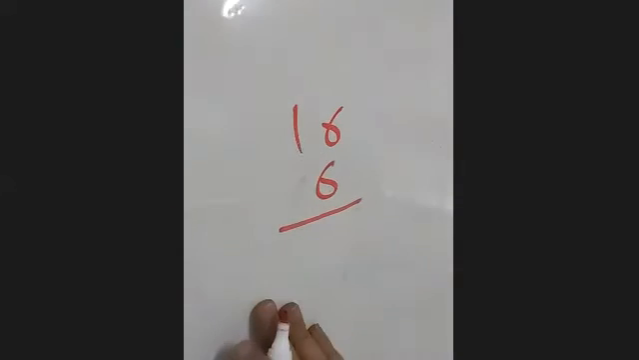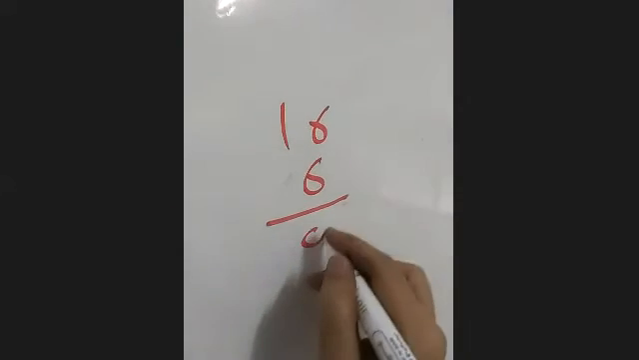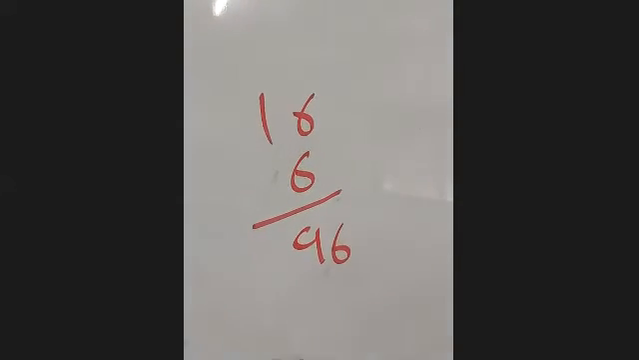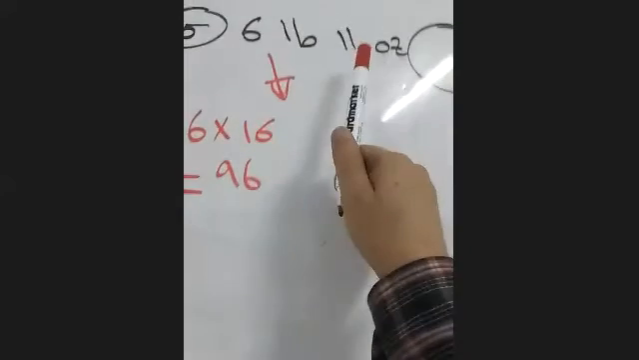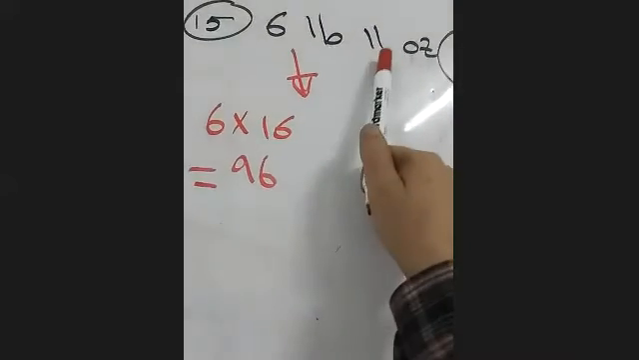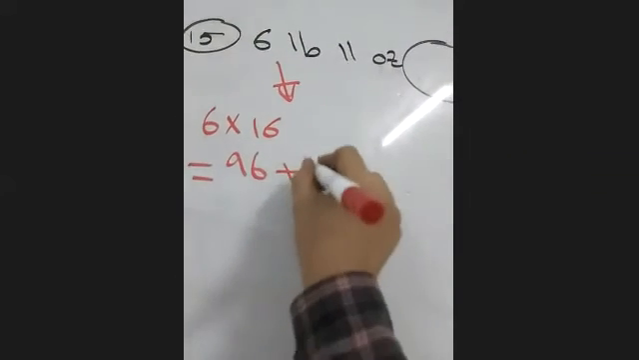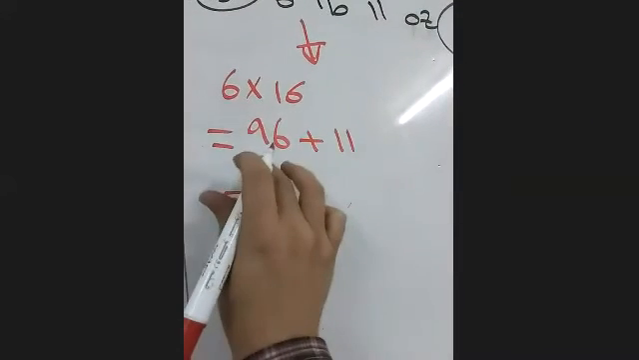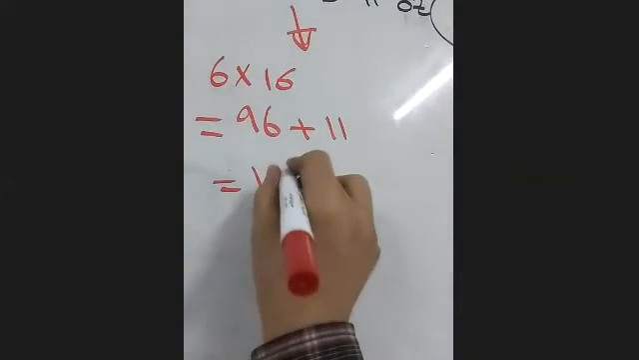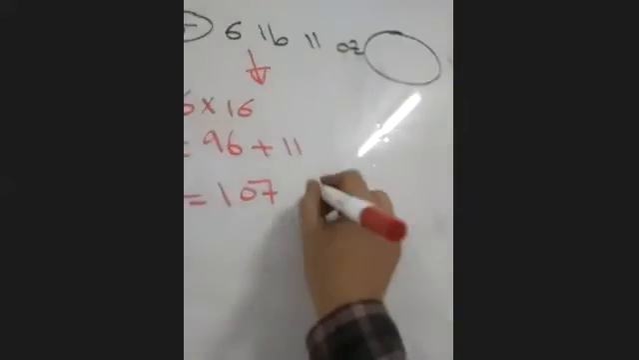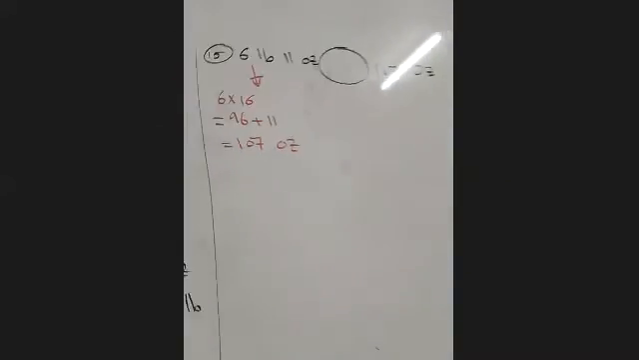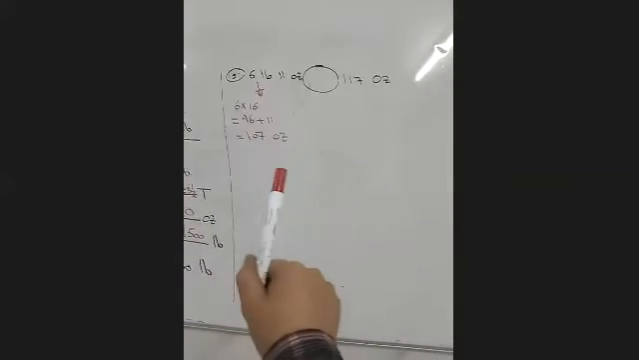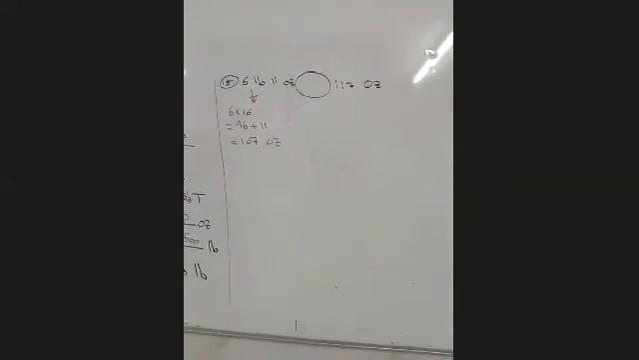Let's multiply together. 6 by 16 is 96. So here we have 96, and we also have 11 ounce with it, so both are ounces now. How much together? 96 plus 11 is 107 ounce. So this side is 107 ounce and this side is 117 ounce.